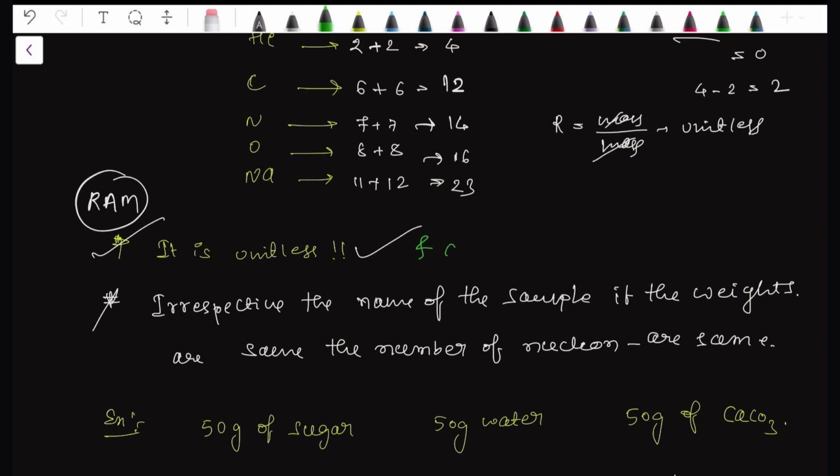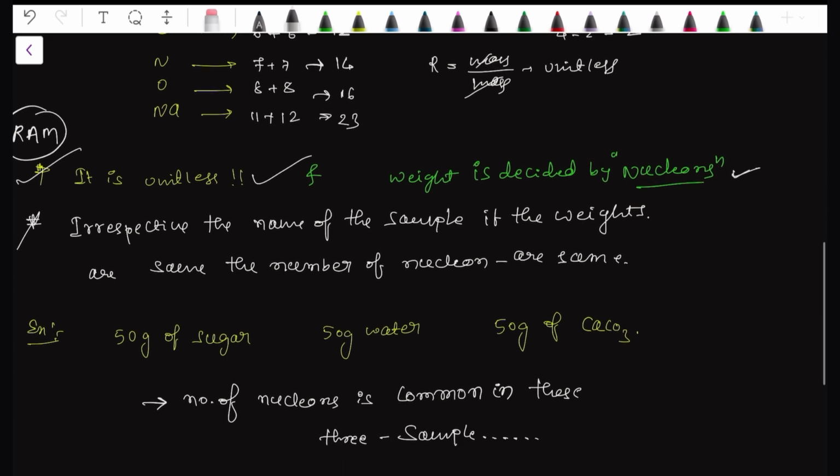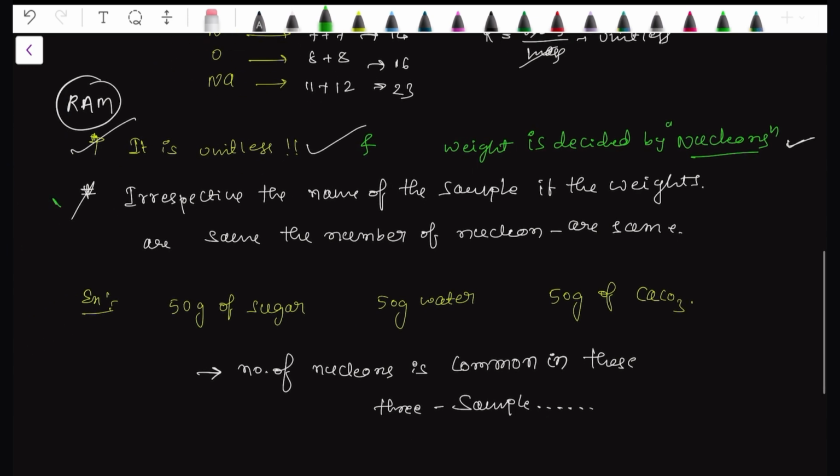Second point, irrespective of the name of the sample, if the weights are the same, the number of nucleons is the same. Before that, you have to remember one more time, weight is determined by its nucleons, not the nucleus. Always keep in mind this point. For any element, if you want to find out the weight, you have to find out the total number of nucleons only, right? Here we will understand some examples.